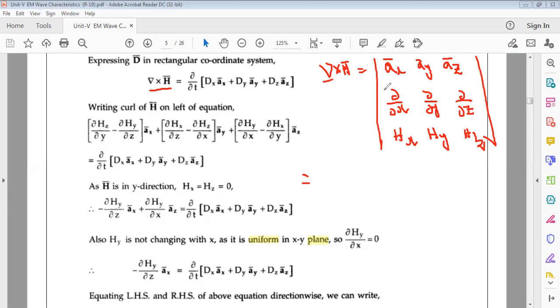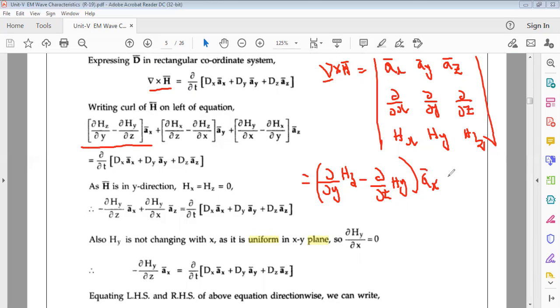Write the first equation. For the ax bar term, take these four: dou by dou y into Hz minus dou by dou z into Hy, all multiplied with ax bar. Okay, my dear student, AD minus BC like this. This is the first term here: dou Hz by dou y minus dou Hy by dou z into ax bar.